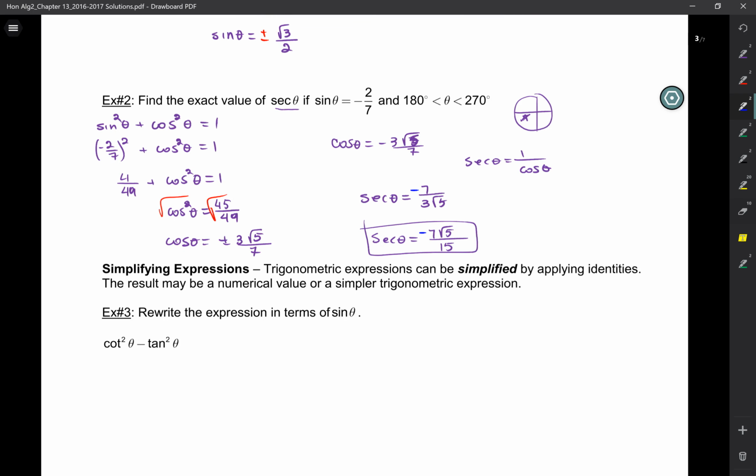Now, next, we're going to talk about simplifying expressions. Simplifying is when you do some algebraic applications to something. At the end of the day, you know your expression is simplified when it's broken down into the most basic trig functions.